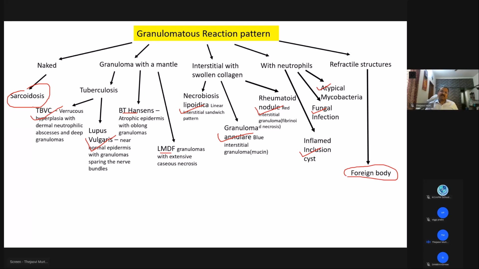So this is the simple algorithm for the granulomatous reaction. It is basically naked granulomas, granulomas with lymphocytic infiltrate, whether it's tuberculosis or leprosy, interstitial with swollen collagen where necrobiosis is there, and where there is fibrinoid necrosis or mucin degeneration of collagen, with neutrophils it can be atypical mycobacteria, fungal infection, or inflamed inclusion cysts. So these are the most common granulomatous lesions you can get in your practice, and there can be overlaps. For example, you can see a granuloma in lichen as well. So there is a lichenoid reaction, and then there is a granuloma. Like that, you can have overlaps, but those are rare. So the common granulomatous reactions for you to diagnose, the algorithm is here.